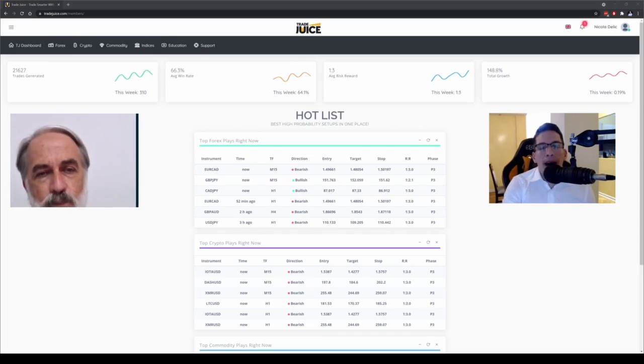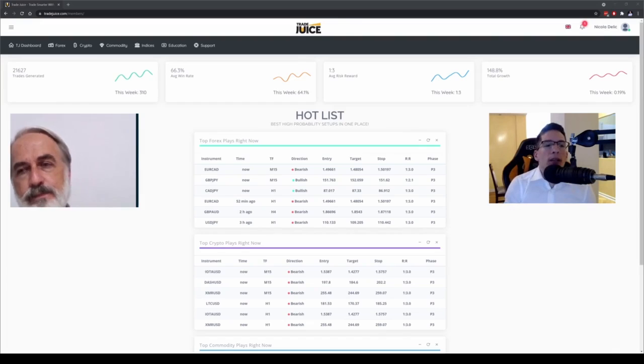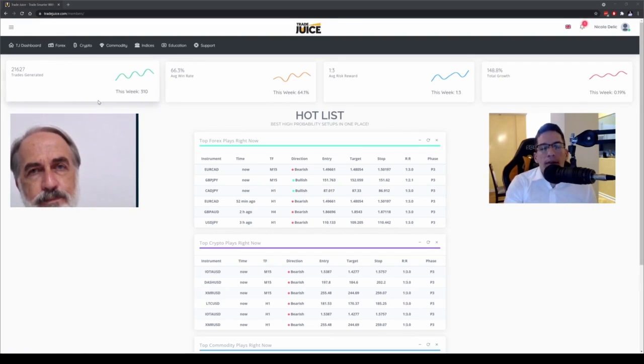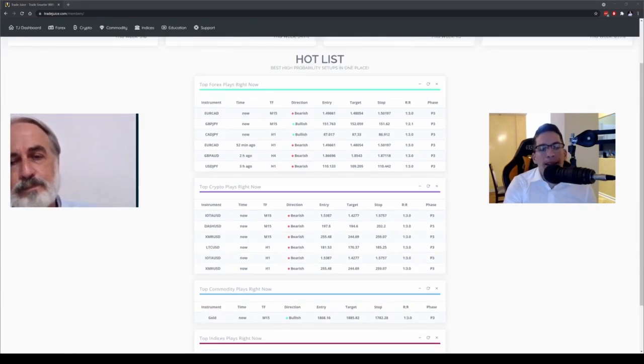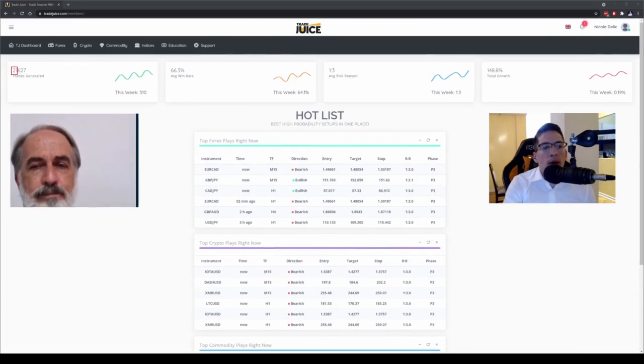Most people that are using the Tradejuice are mostly on this part. Like, you don't need to have 20 things open just to not miss the trade. Everything that you need to find the trade is right here. We had over 21,000 trades, and that's amazing.